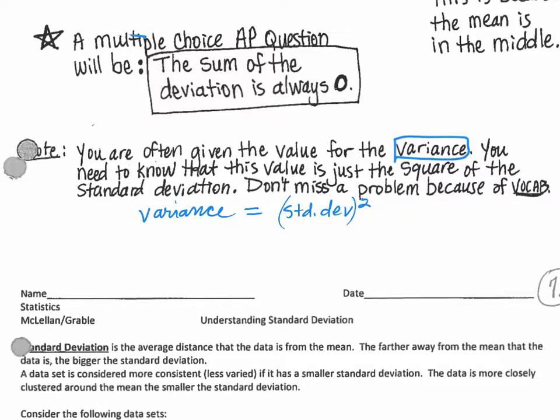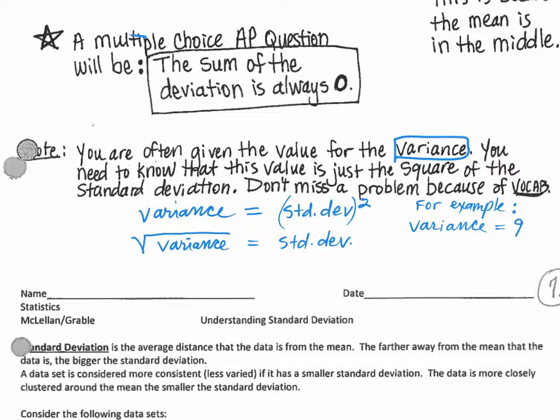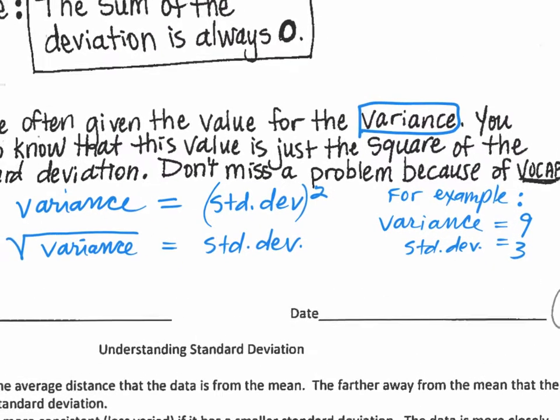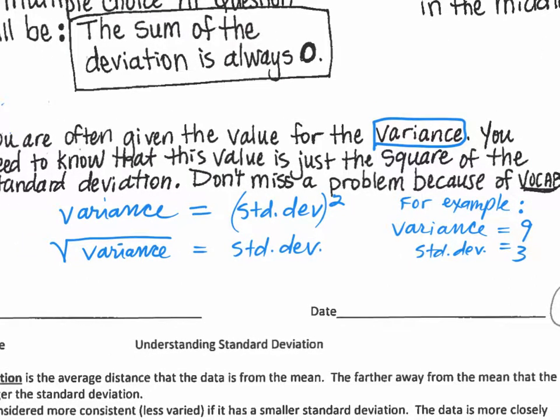Okay? So the variance is the standard deviation squared. Here's another way of writing it: if I take the square root of the variance, then I get the standard deviation. Some people, it makes more sense if it's in number form. So here's an example. If I tell you that the variance is 9, but you need to do calculations with the standard deviation, then what is the standard deviation? 3. Good. Standard deviation is the square root of that variance. Okay? All right, so that's one thing that you do want to be careful for.